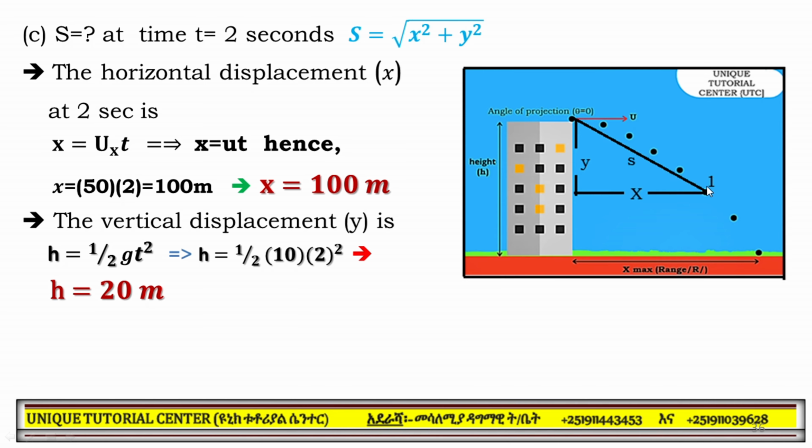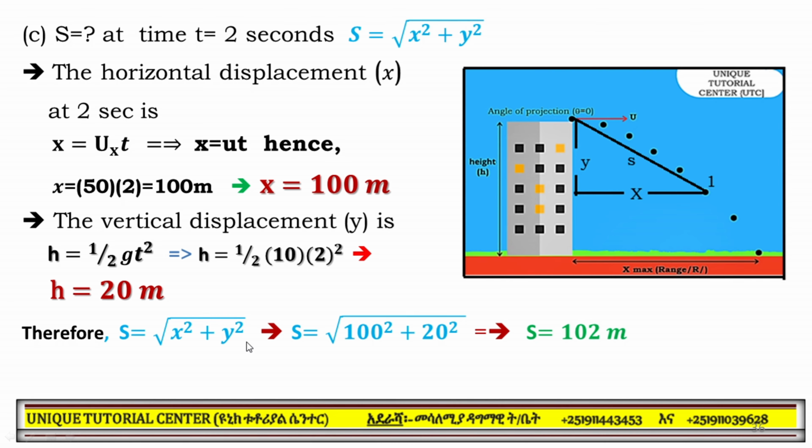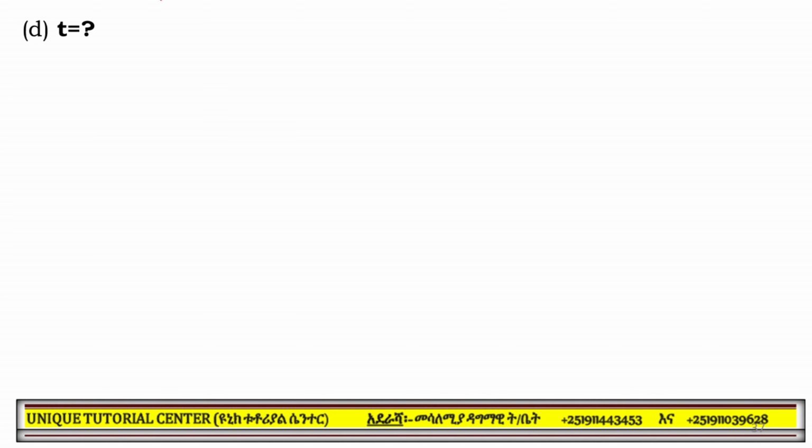Using these two, we can find s. s is the root of x squared plus y squared. s is equal to the root of 100 squared plus 20 squared, and at last we have 102 meters. The distance from this point to this point is 102 meters. The horizontal distance is 100 meters and the vertical is 20 meters. Here we wanted it at 2 seconds, but if 3 seconds, 4 seconds, 1.2 seconds or 0.5 seconds were asked, we can find the horizontal and vertical displacements at each point.